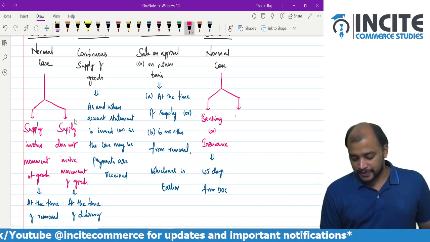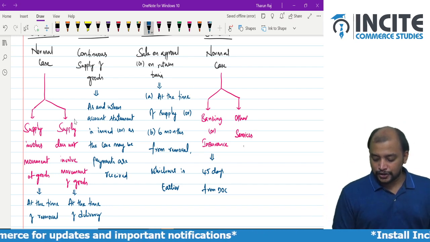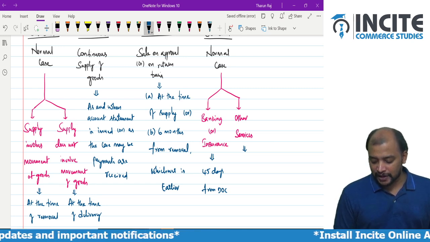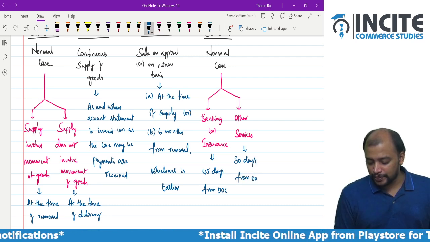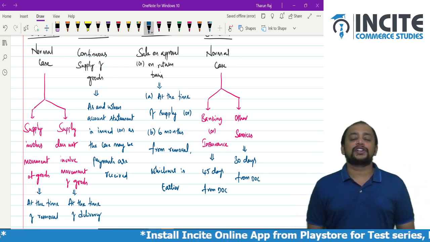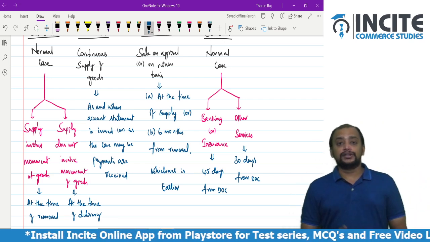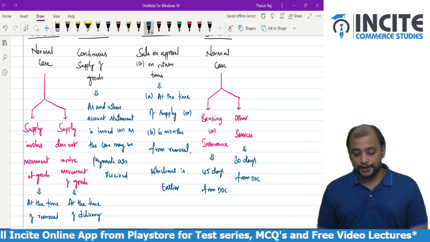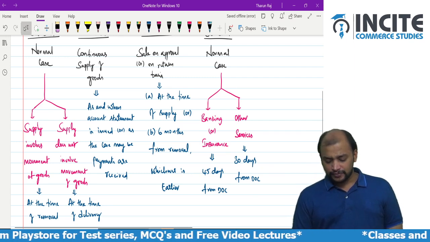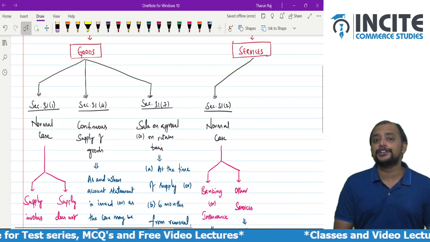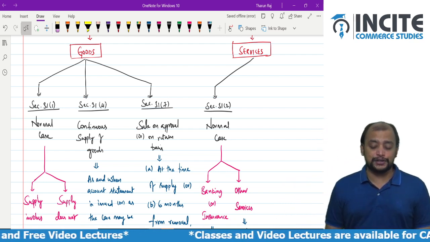If it is other services, then the invoice should be issued within 30 days from the date of completion. Got it? So in case of banking and insurance, 45 days from the date of completion. In case of other services, 30 days from the date of completion. So this will be taken as the due date of invoice in case of normal services. Okay. Whereas in case of continuous supply of services, what is it? We already know continuous supply of goods. Like that, continuous supply of services means when it takes more than 3 months to complete a service.